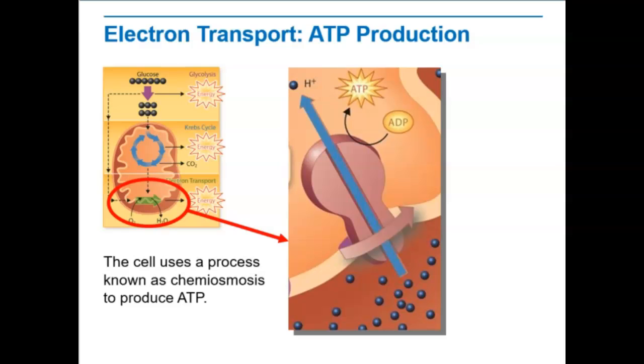So on average, each pair of high energy electrons that moves down the full length of the electron transport chain provides enough energy to produce 3 molecules of ATP.